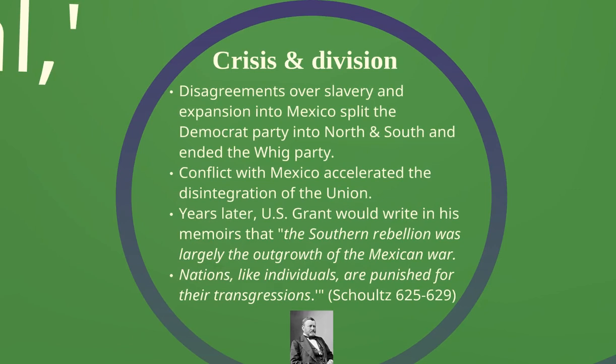There were disagreements over slavery, of course, severe disagreements, and the expansion into Mexico split the Democratic Party into North and South, and it brought a complete end to the Whig Party. The conflict with Mexico accelerated the disintegration of the Union. Years later, U.S. Grant would write in his memoirs that the Southern Rebellion was largely the outgrowth of the Mexican War. Nations, like individuals, are punished for their transgressions, said Ulysses S. Grant.